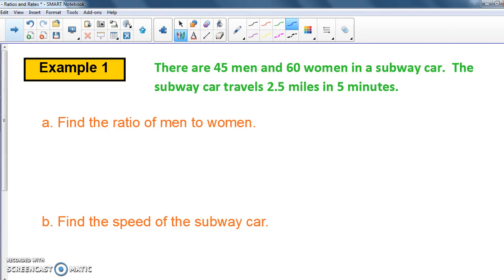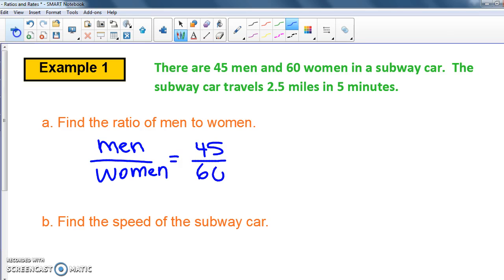Let's look at an example. There are 45 men and 60 women in a subway car. The subway car travels 2.5 miles in 5 minutes. The first question I want you to take a look at is find the ratio of men to women. Okay, so we need to do men, and I'm going to use the division sign, to women. If you look at the problem, there's 45 men and there's 60 women.